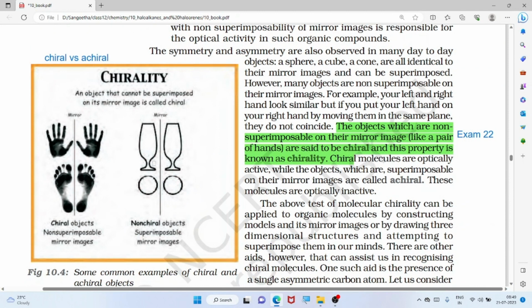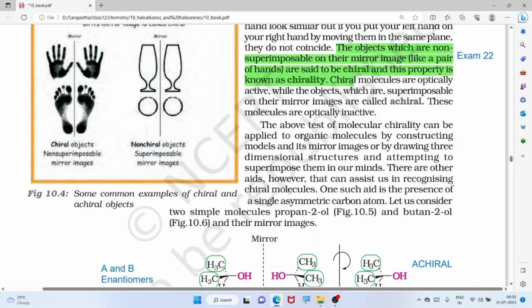Chiral versus achiral stereochemistry. Objects which are non-superimposable on their mirror image, like a pair of hands, are called chiral objects. This one is non-chiral.